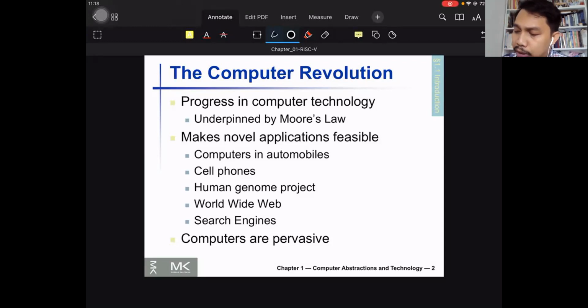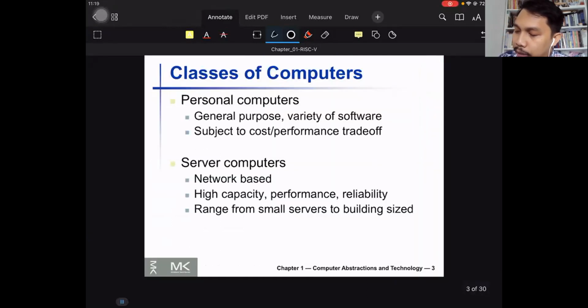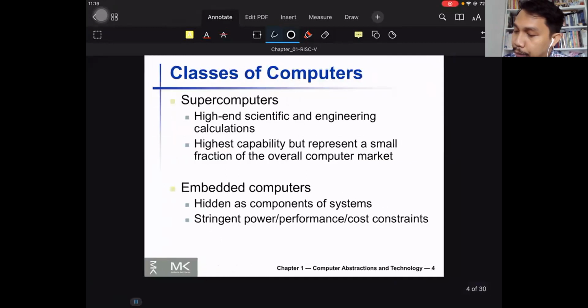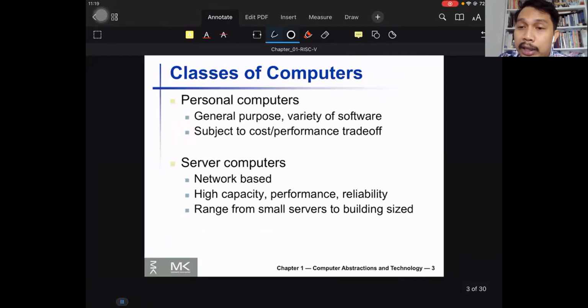There are many more types of computers that are not mentioned in this slide, but I think they are in the next slides. So there are multiple classes of computers. We have PCs, servers, supercomputers, embedded computers. What lay people know to be computers is just one class of computer, personal computers or PCs, laptops and desktops. There are also server computers, servers.